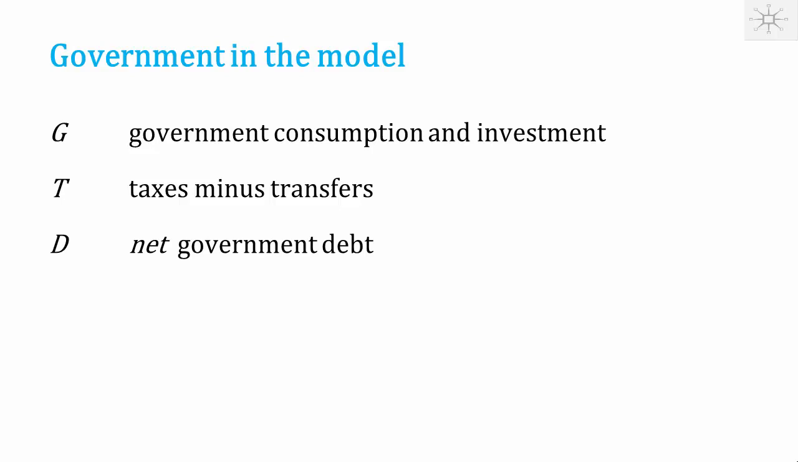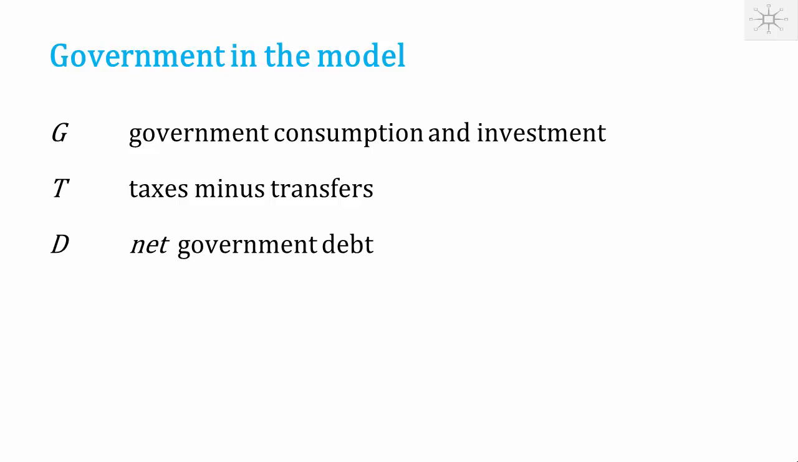And often we just say taxes, but we should remember that it's taxes minus transfers. And then finally we have capital D, which is net government debt. So the government has debt because it has issued bonds to finance its expenditure, and those bonds are held by households, and that's debt of the government, and the government pays interest on that.